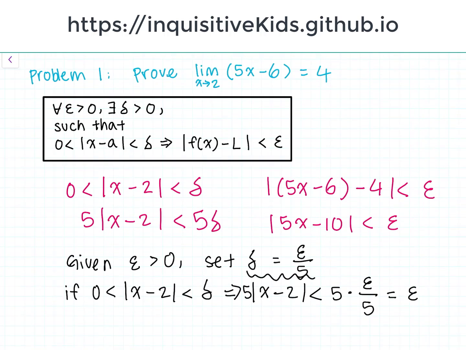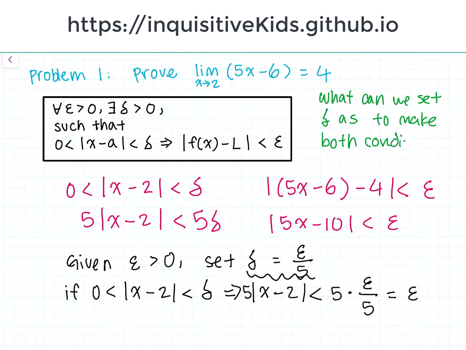So when proving limits using the epsilon-delta definition, the key is to see what value you can set delta as in order to make both of these conditions true. So I'm going to write that down right here. What can we set delta as to make both conditions true? So here is how we prove that the limit of this function is equal to 4.